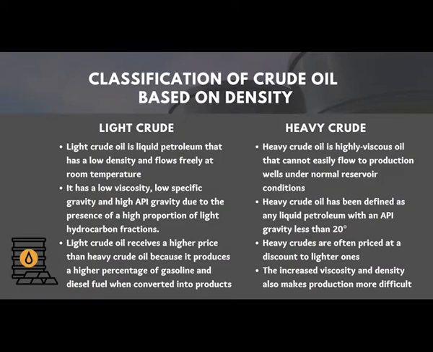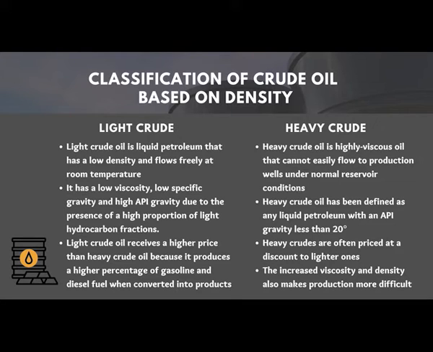It can be visibly seen to distinguish between a light crude oil and a heavy crude oil. The light crude oil has a low viscosity, low specific gravity and a high API gravity due to the presence of a high proportion of lighter hydrocarbon fractions. Whereas the heavy crude oil has been defined as any liquid petroleum with an API gravity less than 20-degree API. So as we discussed earlier, higher the API, lighter the crude oil, lower the API, heavier the crude oil.